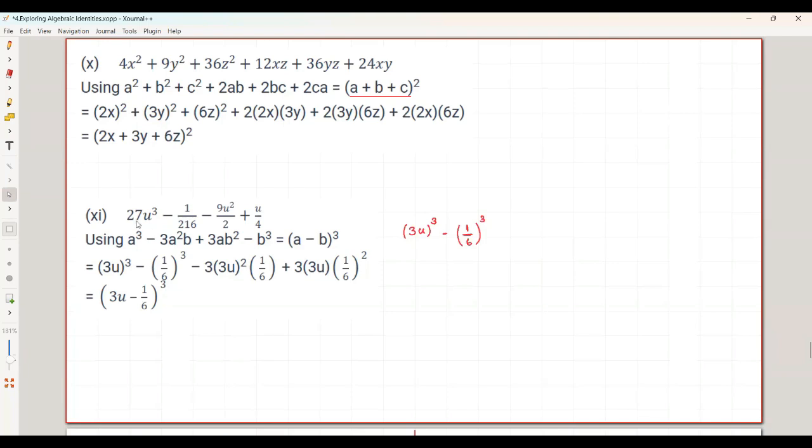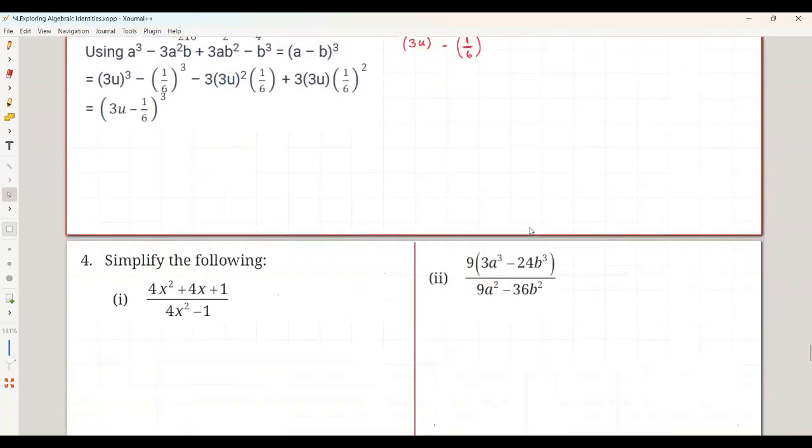From this, just expand. 27u cube can be written as 3u the whole cube, 1 by 216 is 1 by 6 the whole cube. Now this is the a value, this is the b value. So directly we can also write 3u minus 1 by 6 the whole cube. Anyway, just expand according to the question: 3a square b plus 3ab square. If you are expanding this, you will get this. The final answer is 3u minus 1 by 6 the whole cube.